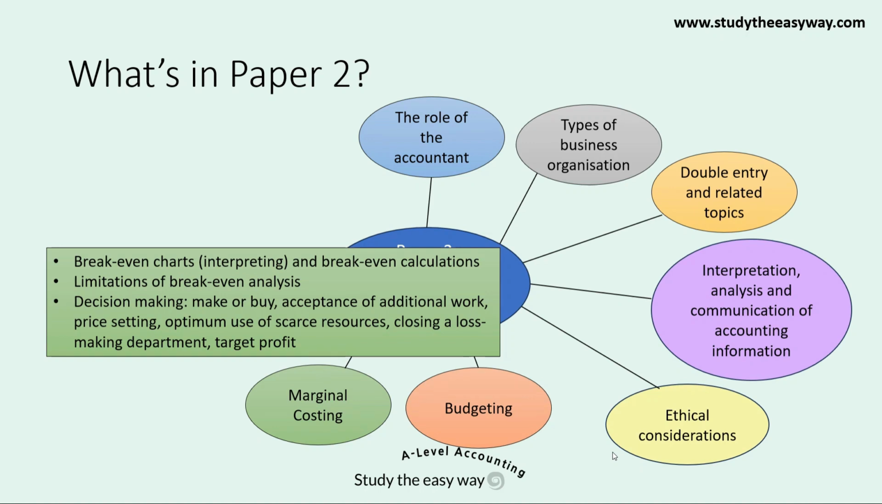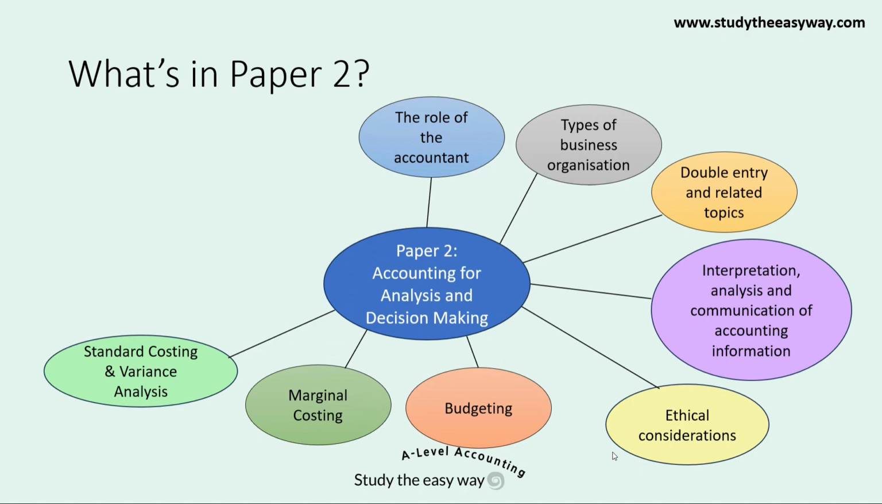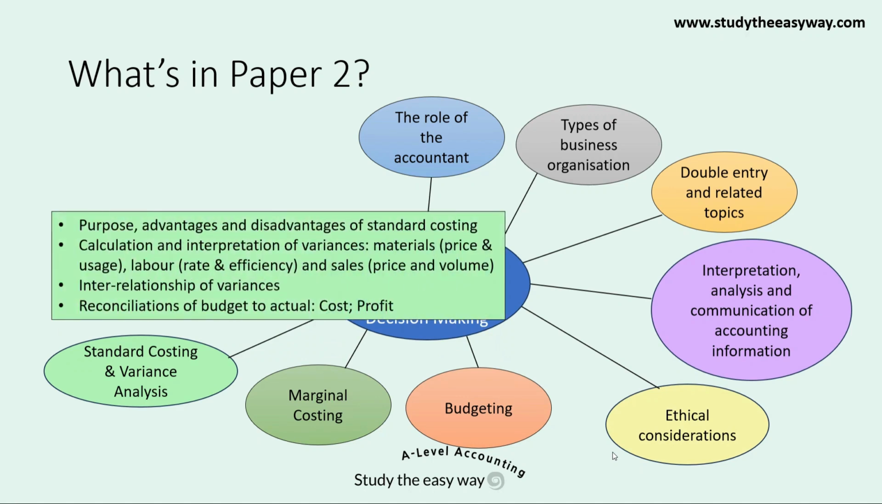Decision-making topics include make or buy, acceptance of additional work, price setting, optimum use of scarce resources, closing a loss-making department, and target profit. Next is standard costing and variance analysis. As well as understanding the concept of standard costing, you'll need to be able to calculate the material, labour and sales subvariances. Make sure you learn the formulae, as they won't be given to you in the exam. You need to be able to explain the interrelationship of subvariances and also prepare reconciliations that explain the difference between budgeted figures and actual figures.